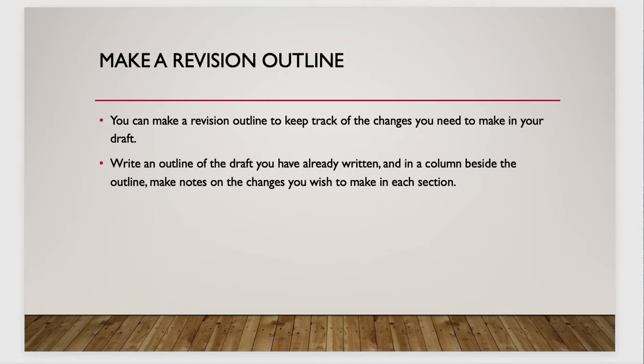Make a revision outline. You can make a revision outline to keep track of the changes you need to make in your draft. So what you do in this case is you write an outline of the draft you've already written, and then in a column beside the outline, make notes on the changes you wish to make in each section. And that will help you be organized for when you go ahead and write the new revised essay.